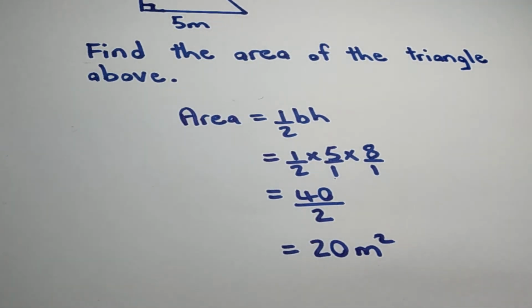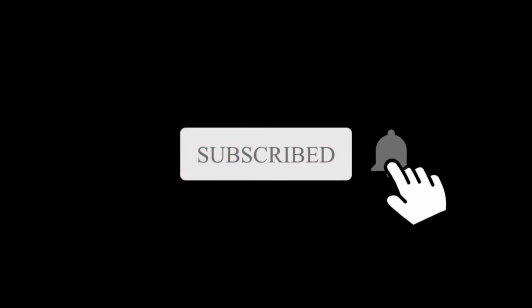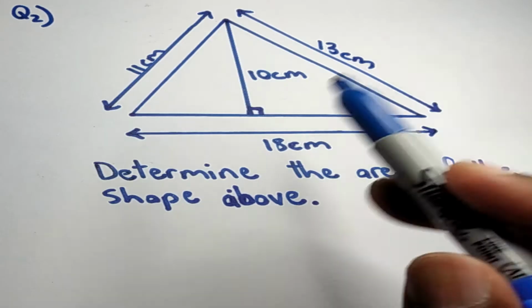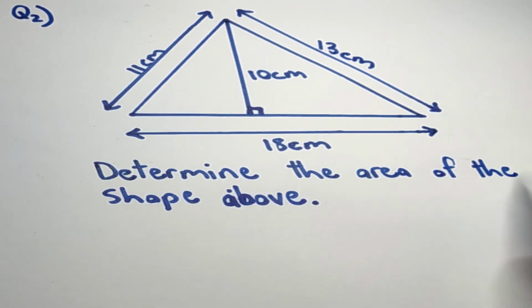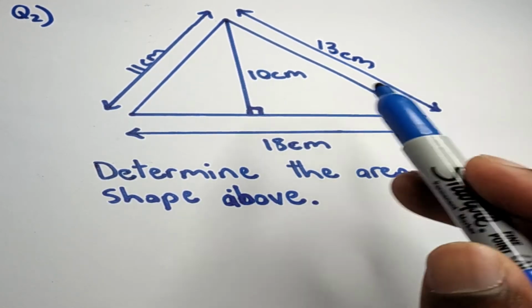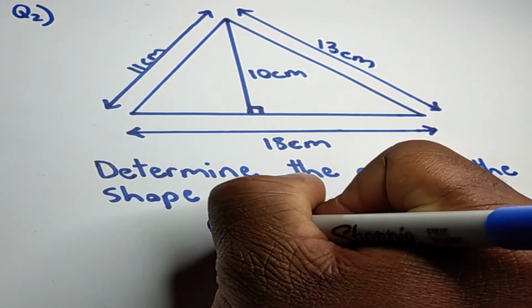So that's pretty much how you find the area of a shape like this one. Now let us look at question 2. Here we are looking at question 2, and they ask us to determine the area of the shape above. This triangle looks a little bit different from the previous one, but the formula still remains the same, so we'll still use the formula.